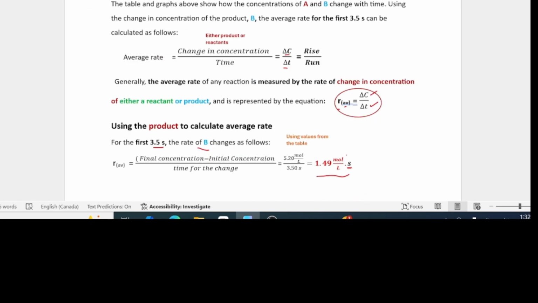Calculating average rate of a reaction. The average rate of a reaction is a change in concentration of either a product or reactant for a given period of time. The change in concentration is given in notation delta C, and the time period for which the change takes place is given in notation delta T. And generally speaking, this is the way of representing how the average rate of reaction can be calculated. You're going to see R with an AV written as a subscript there.